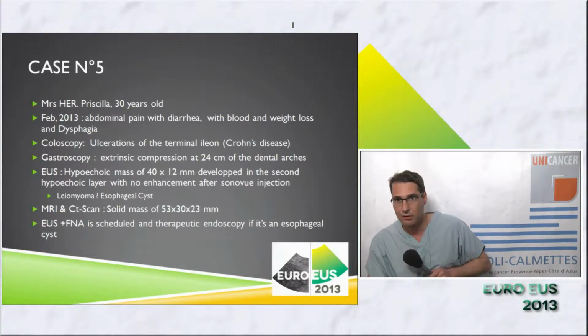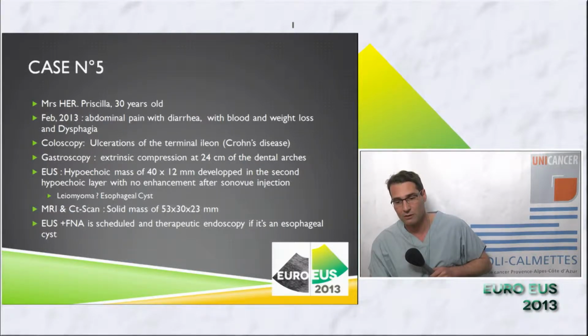The next case is a young woman of 30 years old. In February 2013, she presented with abdominal pain, diarrhea with blood, weight loss and dysphagia. We performed a colonoscopy and found ulcerations of the terminal ileum, and on histology we could diagnose Crohn's disease. The gastroscopy showed an extrinsic compression at 24 centimeters of the dental arch. And the problem is there is a difference between EUS and MRI.